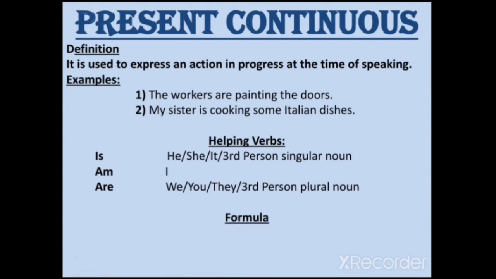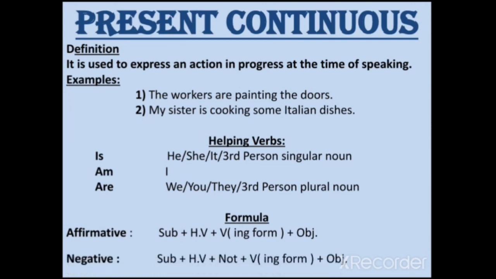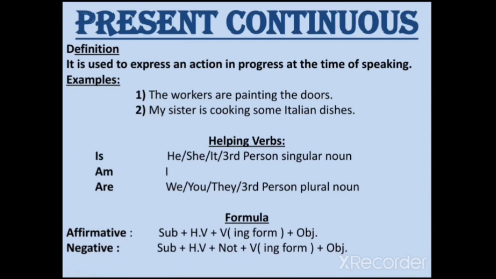So here comes the formula of present continuous. In affirmative we use first subject, then helping verb, then verb fourth form, which is also called the present participle form. Then in the last we use object. In the negative sentence we use first subject, then helping verb, then not, then verb fourth form and object. And in interrogative sentence, first of all we use helping verb, then subject, then verb fourth form, and then object, and after that a question mark.